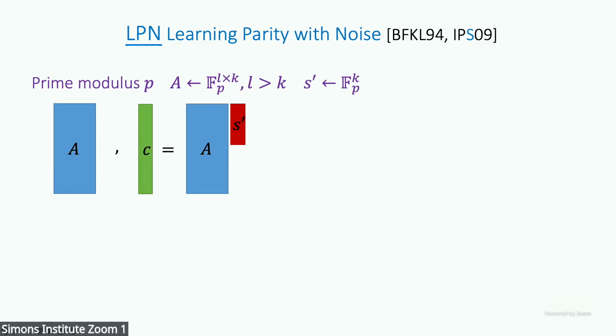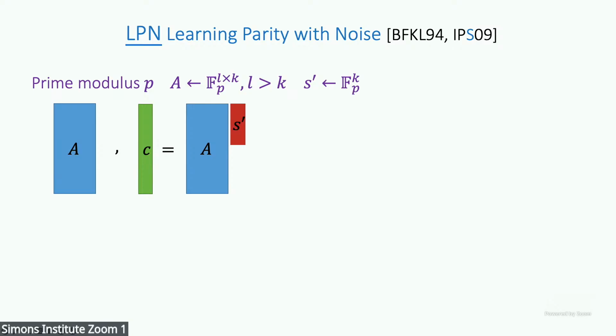Now comes the use of this LPN assumption over large fields. Let me remind you what the LPN assumption is. In the LPN assumption, we take a completely random matrix A, and we have this kind of ciphertext, which we think of as being A times a secret vector S. The secret vector is much smaller, so this A matrix is very tall and skinny.